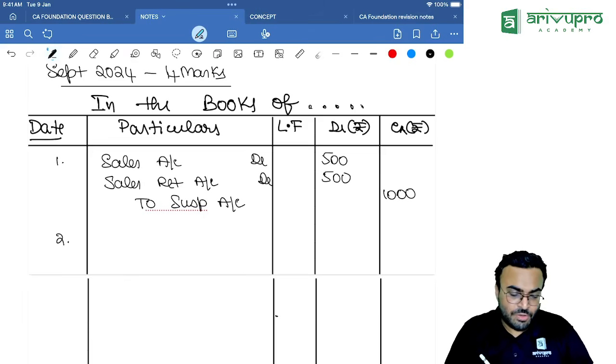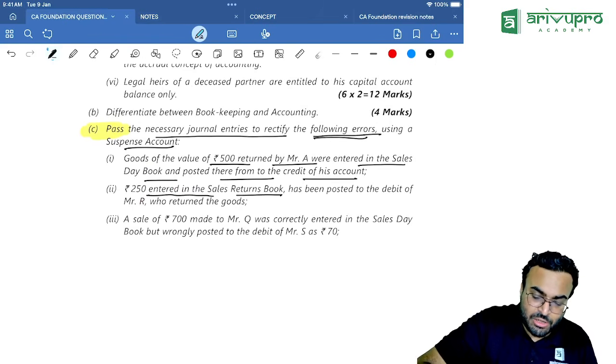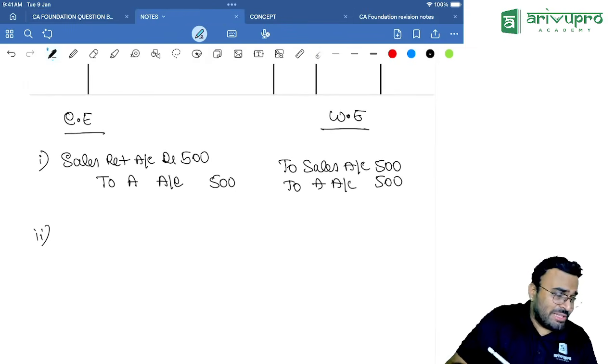Second. Okay, second one. 250 entered in the sales return book has been posted to the debit of Mr. R who returned the goods. What is the correct entry for sales return?